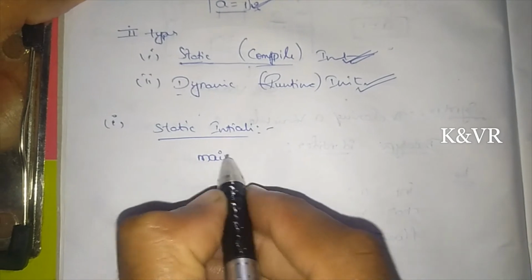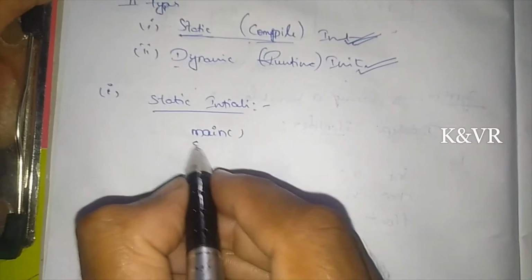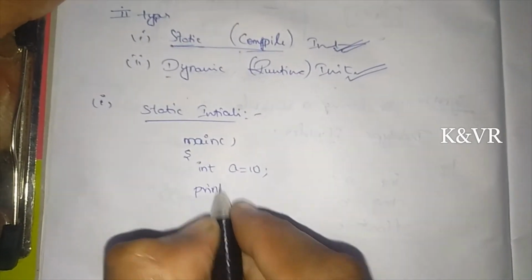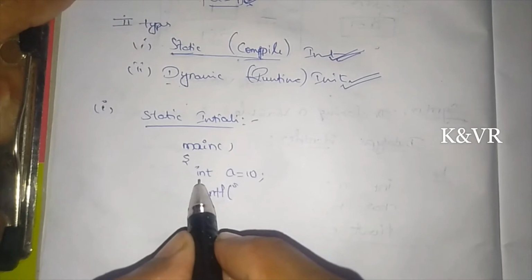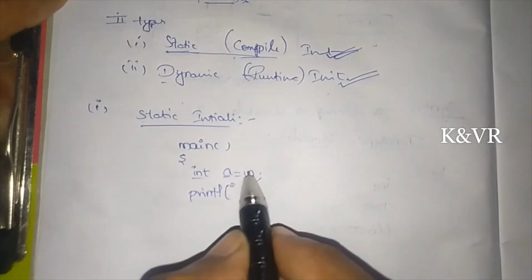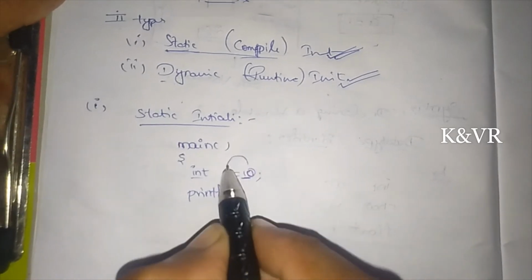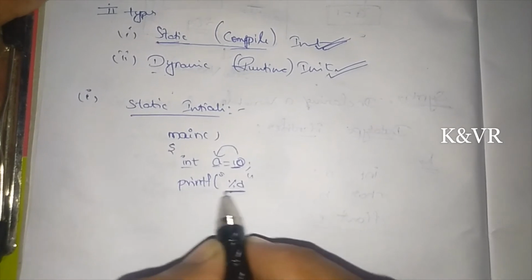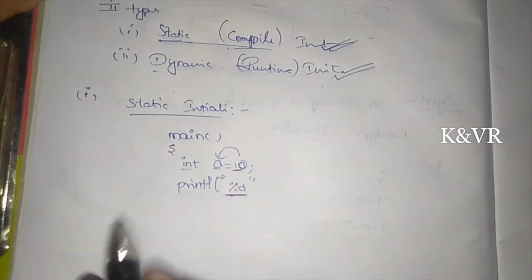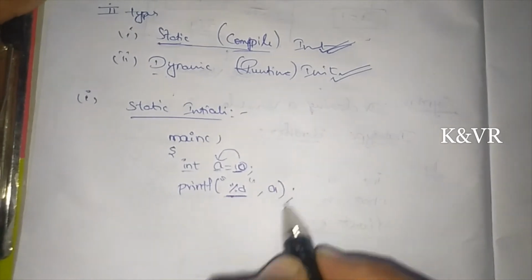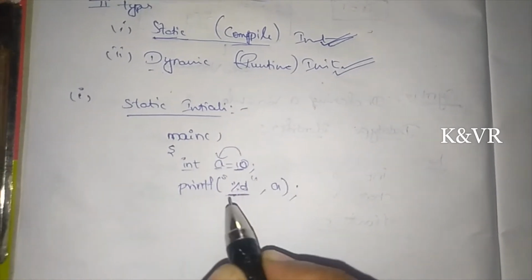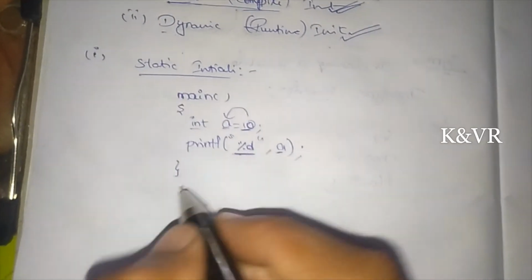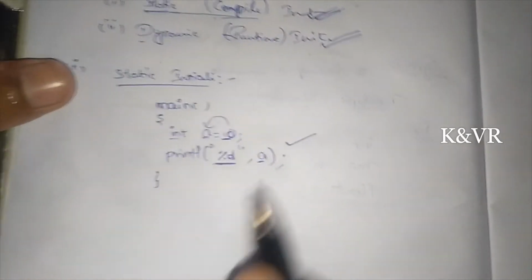I am writing a simple code. I am not writing the hash include stdio.h here. Printf hello. This is an integer variable a, and 10 is an integer value, and I am assigning it to a. Printf %d. This is called a format specifier. Means we are specifying that a is integer type. %d we use to represent that the printing value is integer type. I am closing. This is static initialization.